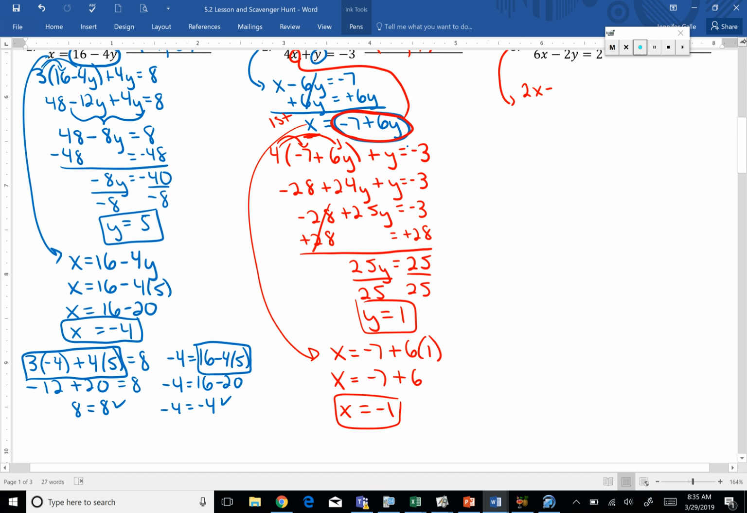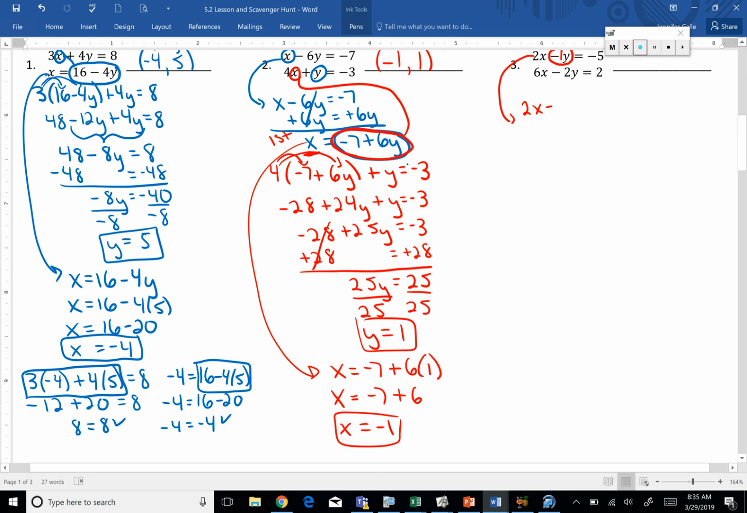All right, so we have 2x minus y equals -5. If it helps you to put the -1 in front of that y, that's fine. I've seen a lot of you do that. All right, so we have to get y by itself. So that 2x, I have to take the whole thing, pick it up, and move it to the other side.